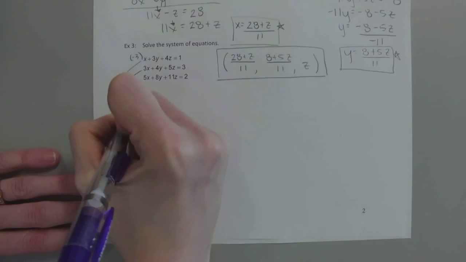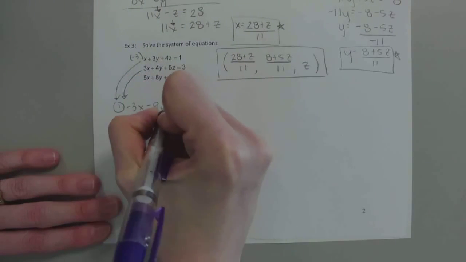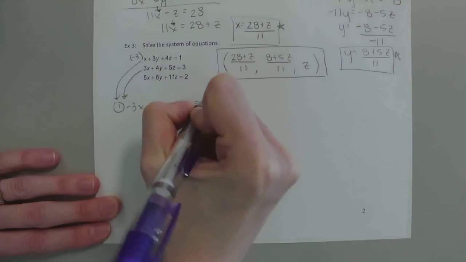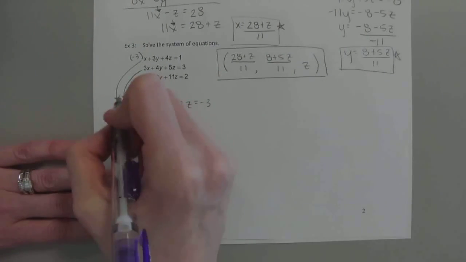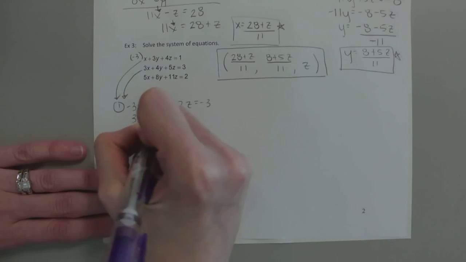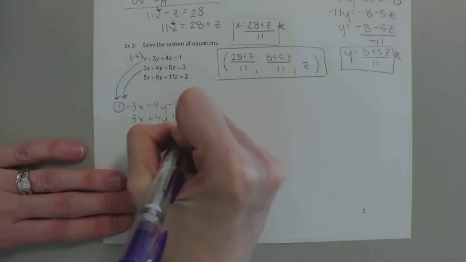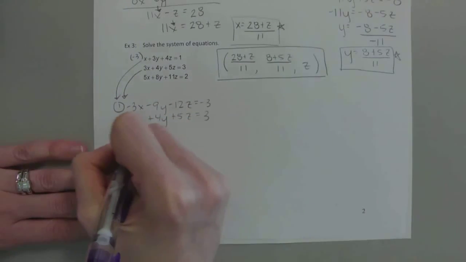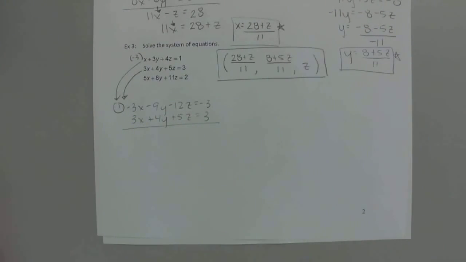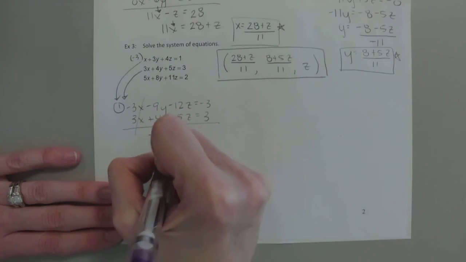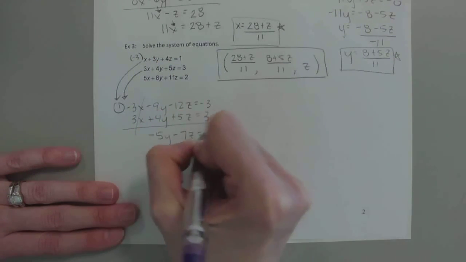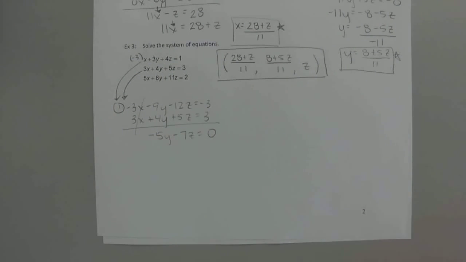So let's take 1 and 2 and multiply number 1 by what? Negative 3. That work? Yeah, I think that's good. All right, so again, I kind of just do my arrows. Step number 1, I'm going to multiply the top by a negative 3. So this will be negative 3x minus 9y minus 12z equals negative 3, just taking each of those coefficients and multiplying by a negative 3. Then we have 3x plus 4y plus 5z equals 3.